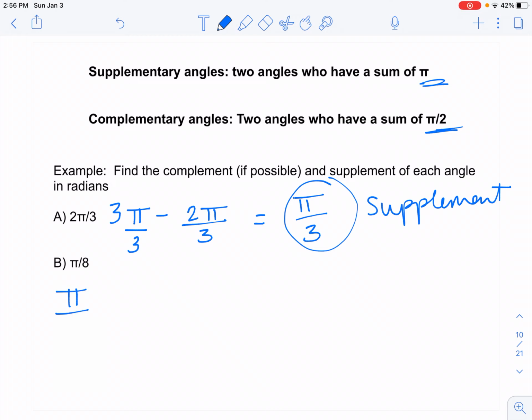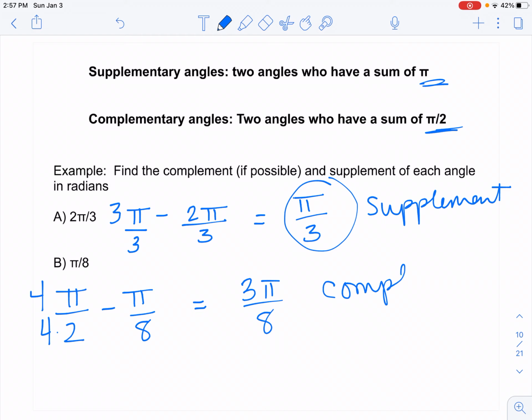To find the complement, I can do pi over 2 minus pi over 8. And I'm going to get a common denominator by multiplying the top and bottom by 4. The complement would be 3 pi over 8. The supplement would be pi minus pi over 8, or 8 pi over 8 minus pi over 8, which is 7 pi over 8.